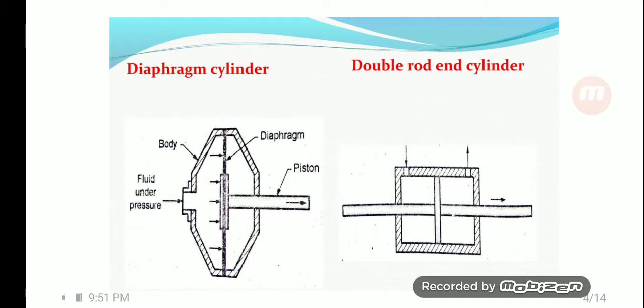Double rod end cylinder. This type of actuator has double rods on the piston in both directions. These types of actuators are used when there is less space or congested space. When we want motion in both directions within less space, double rod end cylinders are used.